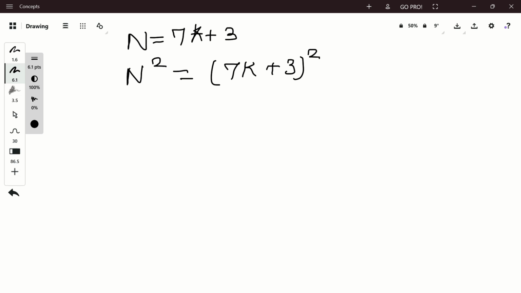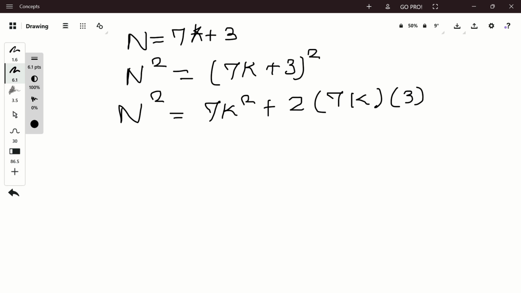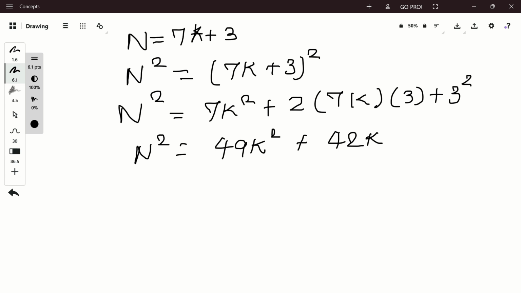Expand the expression for n square. We have n square is equal to (7k) square plus 2 into 7k into 3 plus 3 square. n square is equal to 49k square plus 42k plus 9.